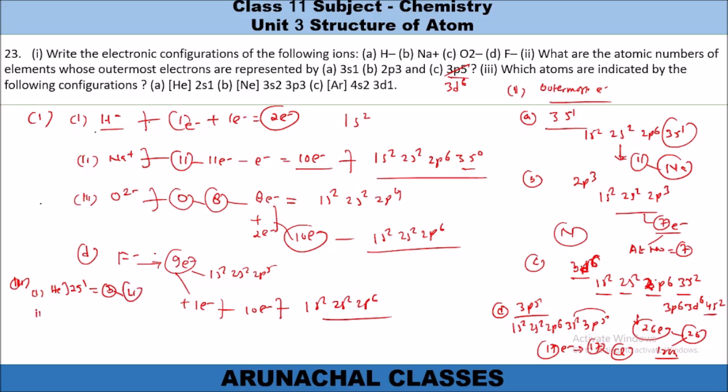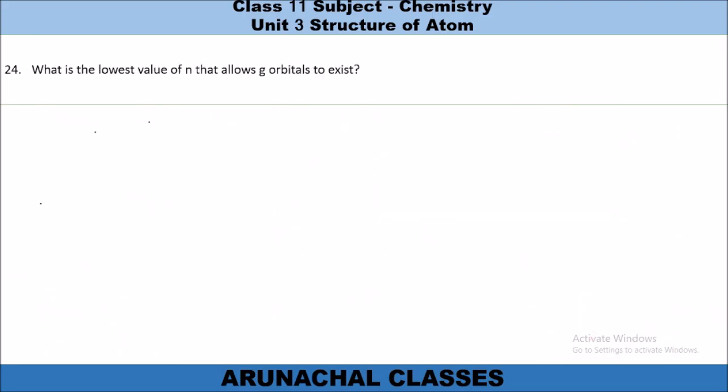Then we have the second one, that is neon, then 3s2 3p3. Neon is 10, and 2 plus 3 is 5, so 10 plus 5 is 15. So atomic number 15 is for phosphorus. Then we have the third one, argon, then 4s2 and 3d1. Argon is 18 and then 3, so 21. Atomic number 21 is for scandium. So this is how we have come across up to these questions. Let's move to the next question.